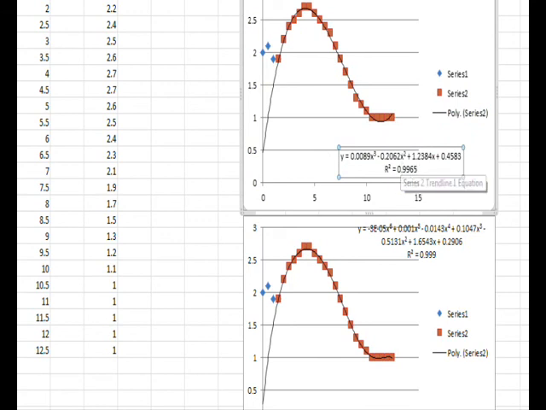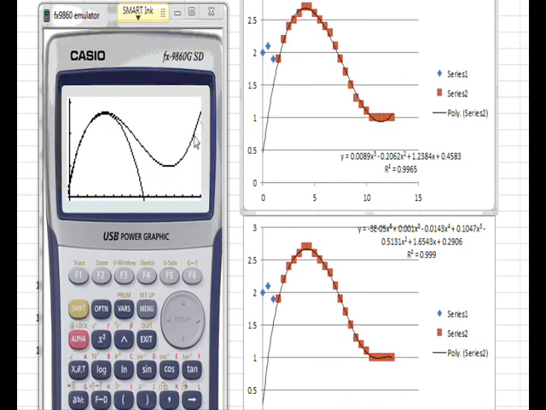So just don't rely on the r squared value. Put your function into your calculator, and then that will help you decide.